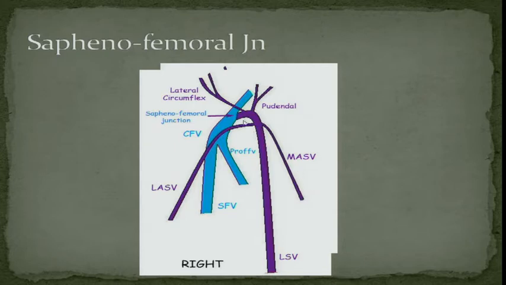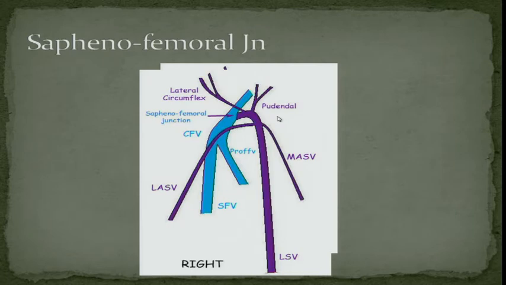Whenever the saphenous vein is harvested, it is usually not harvested close to the saphenofemoral junction because these are major tributaries which will need to be ligated. This is the common femoral vein that divides into the superficial femoral and the profunda femoris vein, and this is the saphenofemoral junction.